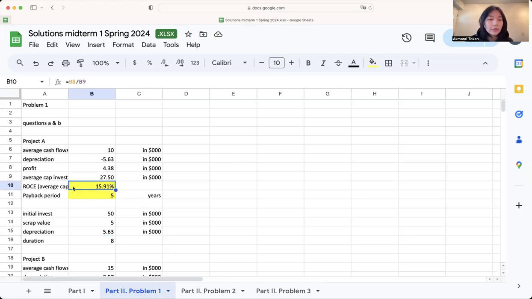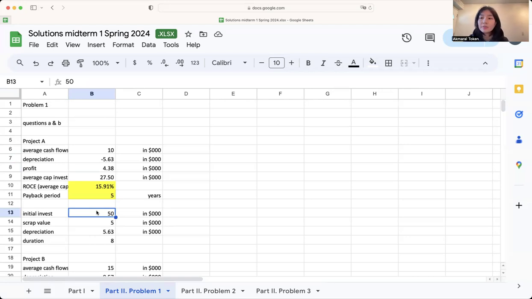So to find the return on capital employed using the average capital investments approach, you have to first find the profits. Average cash flows are given as $10, but cash flows don't include depreciation, whereas profits do, which means that you have to find the depreciation expense and then subtract it from cash flows to find the profits. So how do you find the depreciation expense?